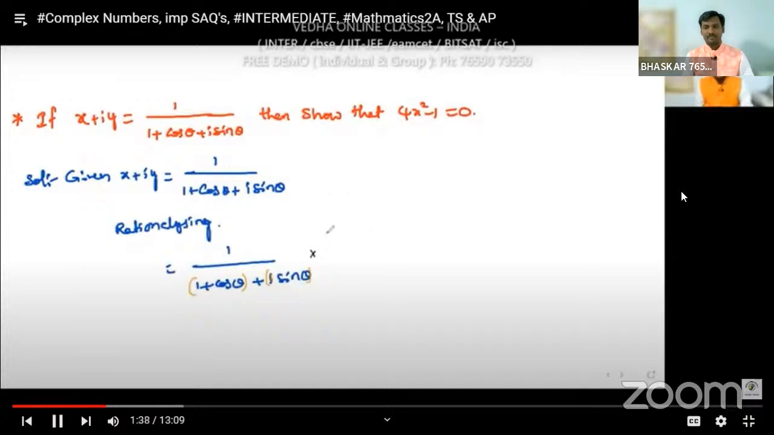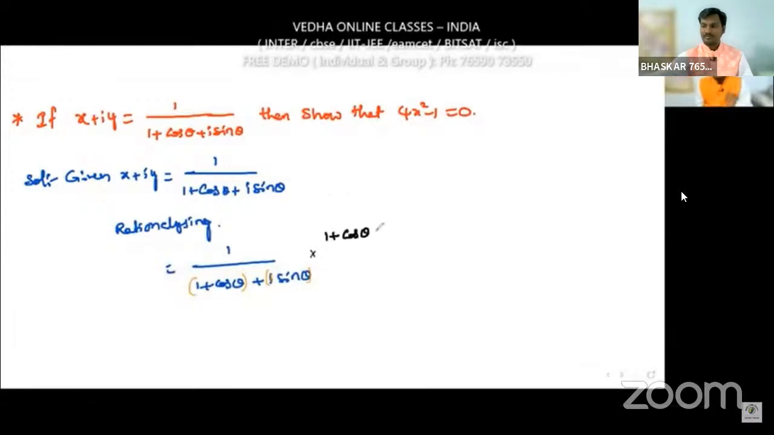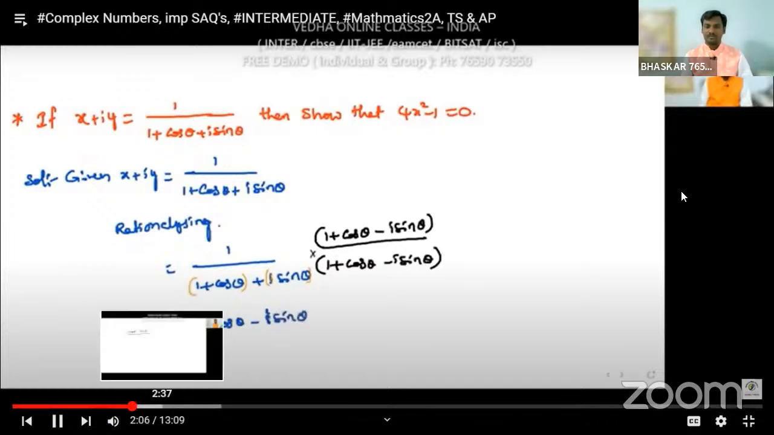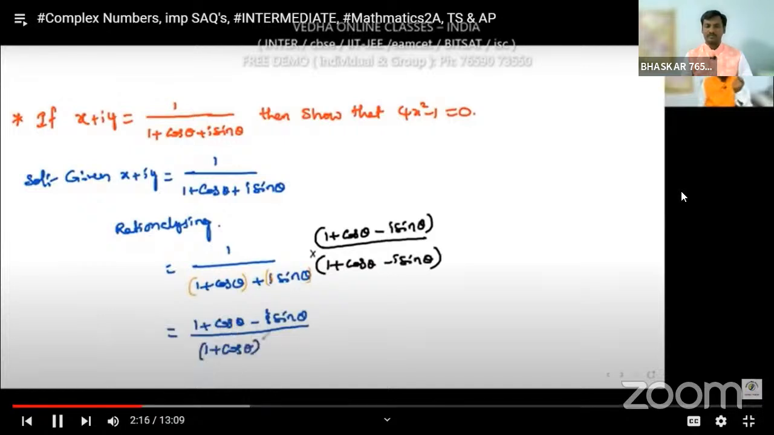So for 1 plus cos theta plus i sin theta, we multiply and divide by 1 plus cos theta minus i sin theta. The numerator is as it is, 1 plus cos theta minus i sin theta, divided by a plus b into a minus b, that is a square minus b square. Here a square is 1 plus cos theta whole square, minus b square.